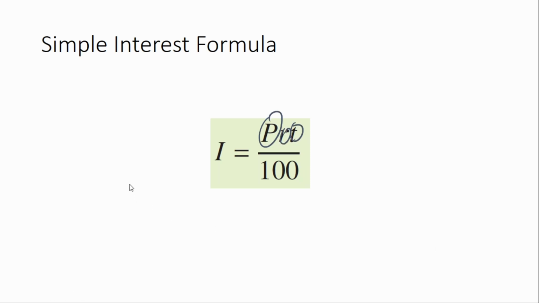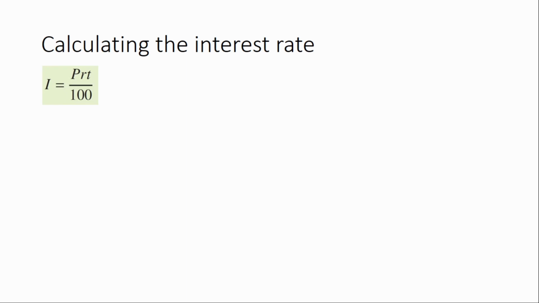Let's start off by finding R, which is the interest rate. Going back to our formula, I equals PRT over 100, we're going to rearrange this so we have R as the subject. That means we want R by itself. I'm going to start by moving 100 to the other side by multiplying both sides by 100, something we learned in linear equations at the start of the year.